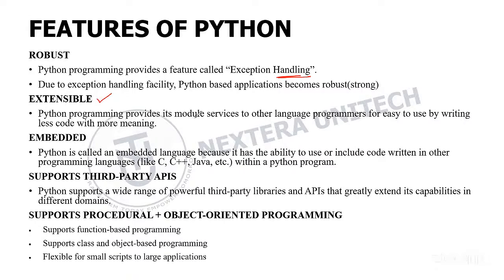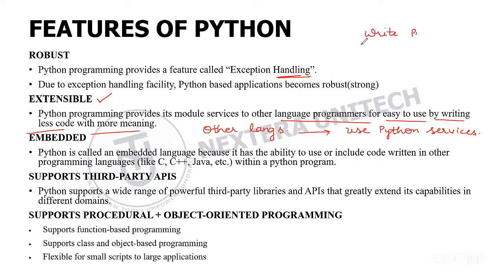Python programs provide their module services to other language programmers for easy use, by writing less code with more meaning. Basically, Python is said to be extensible because other programming languages can call and use the Python code, like modules or functions, to extend their functionality very easily. To put it in simple words, other languages will use Python services. Here, Python allows developers to write modules in Python and expose them as libraries. Then they can call these exposed libraries from C, C++, Java, and use these Python libraries in other languages. So Python acts like a service provider here.